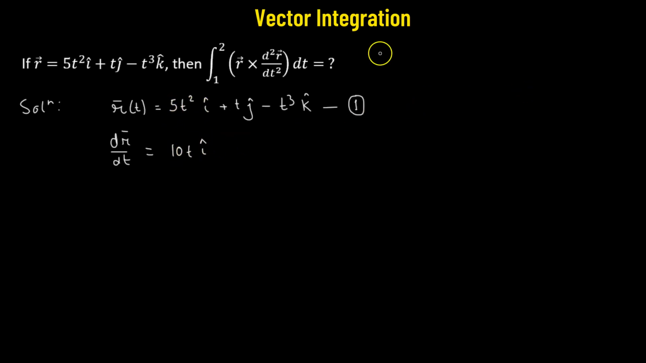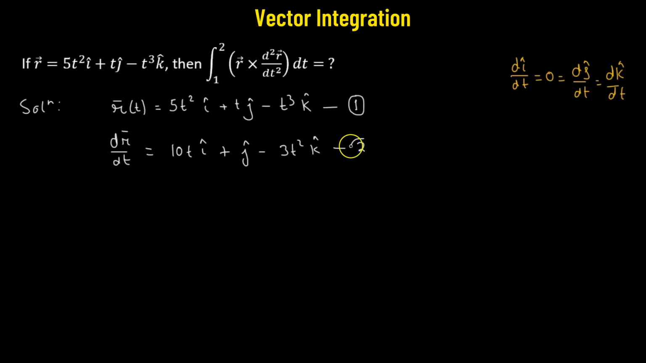Here we will use the fact that i cap, j cap, k cap, these are constant vectors. So the derivative with respect to t will be equal to 0. Similarly, derivative of j cap with respect to t and derivative of k cap with respect to t will be equal to 0. Continuing, plus we have derivative of t with respect to t, so that's simply 1. So we have j cap minus derivative of t cubed will be 3t squared times k cap. So this is equation number 2.